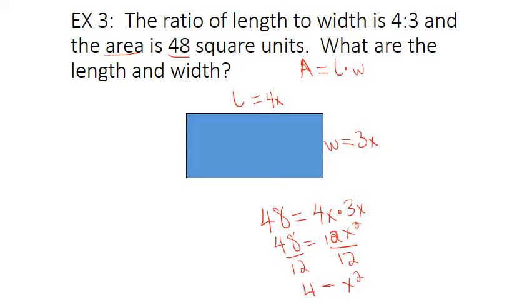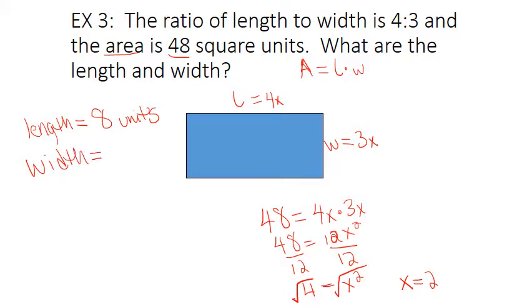In order for my last step to solve for x, I have to undo this squared, which is going to be done by a square root. So we found x to be 2. The square root of 4 could be 2 or negative 2, but since we're talking about distance, it's always going to be positive in this case. Again, they didn't ask me for my x, they asked me for length and width. So we said length was 4x, so 4 times 2 is 8 units. And then width was 3 times x, which is 3 times 2, so 6 units long.